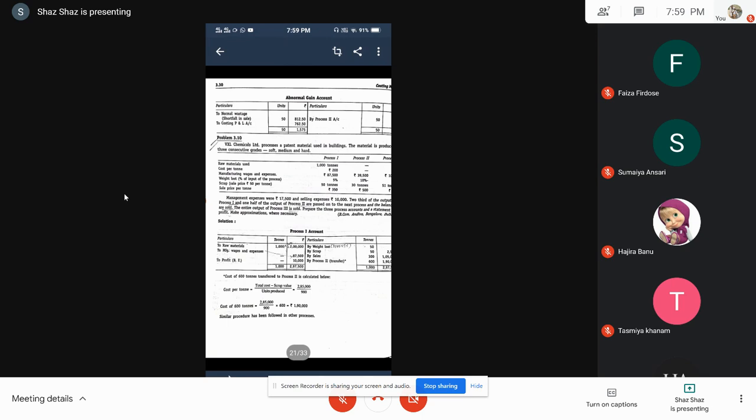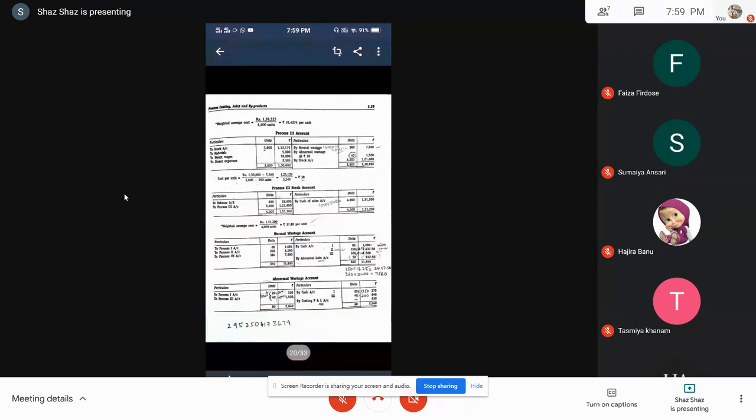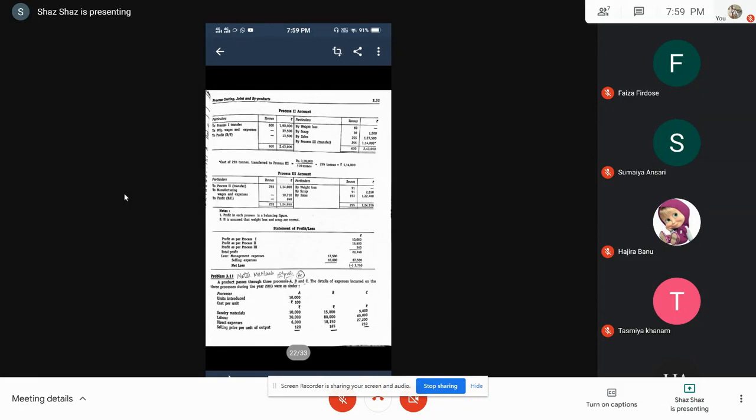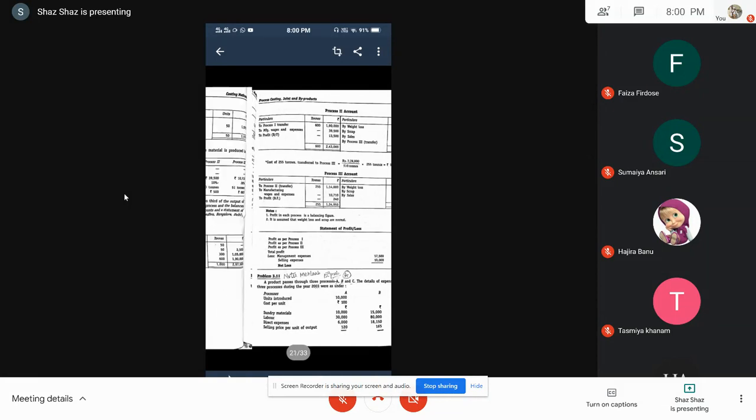Got it? Understood this one? Yes. How to do the normal wastage account, abnormal wastage account and abnormal gain account? Yes, ma'am. Okay. So now next one is, have you done any other problem? Have you done this problem?